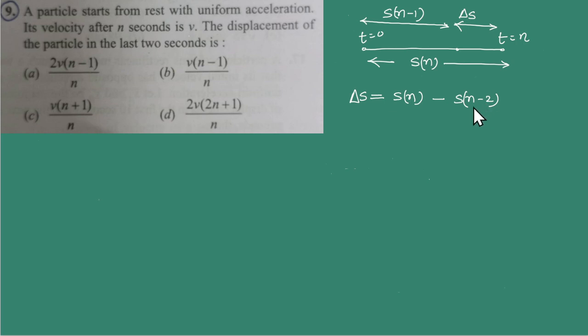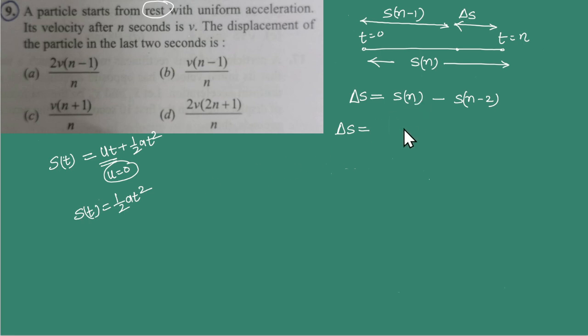Okay, so if we are just using the second equation of motion, that is, displacement in t seconds is equal to ut plus half at square. But here the initial velocity u equal to 0 in the question, because it is starting from rest. So this St can be written as half at square.